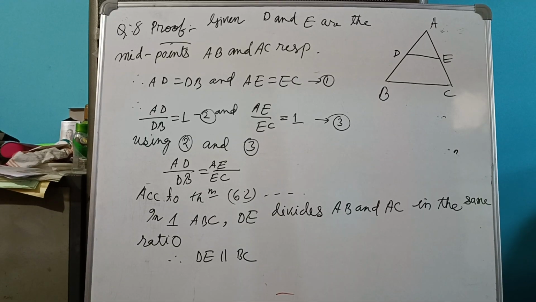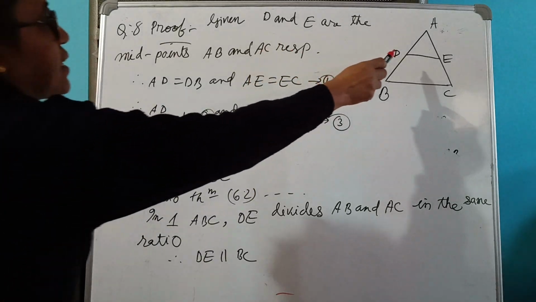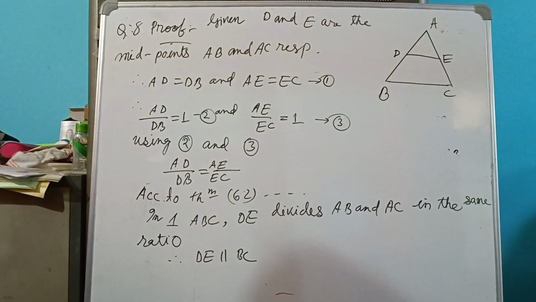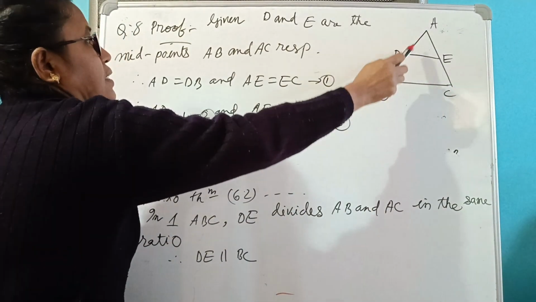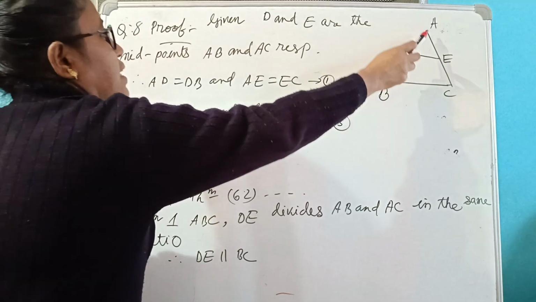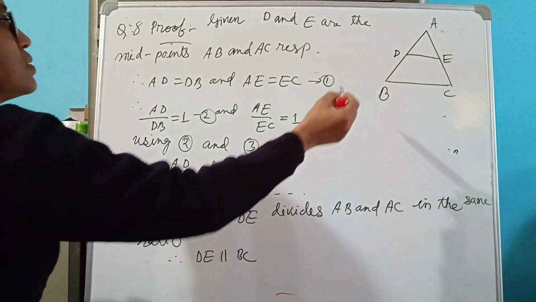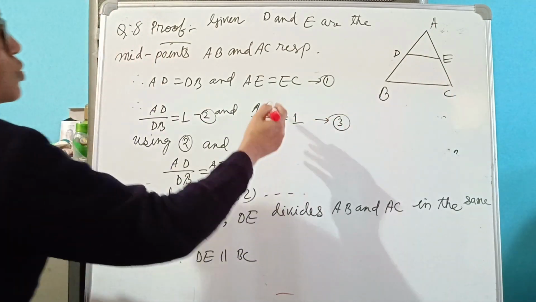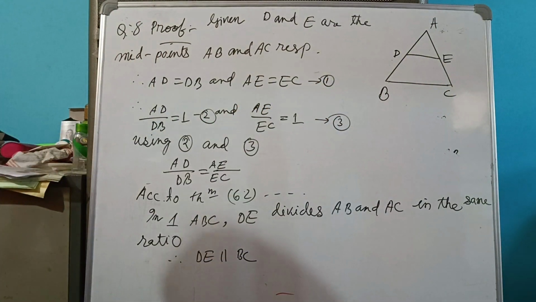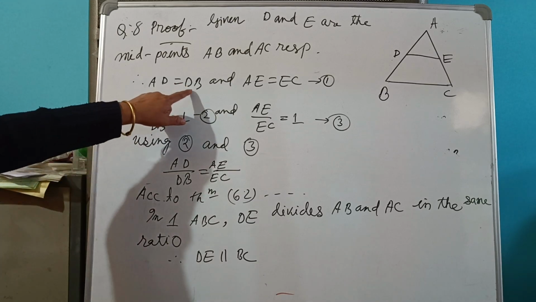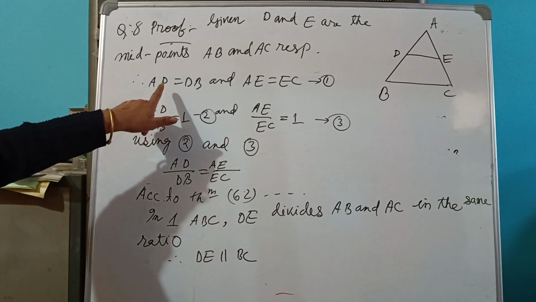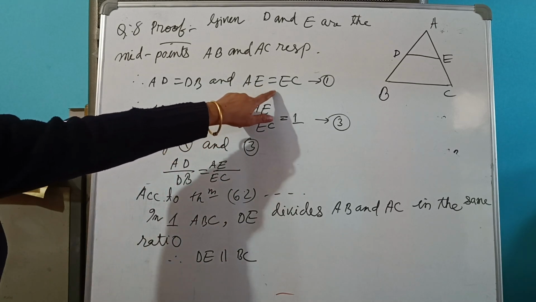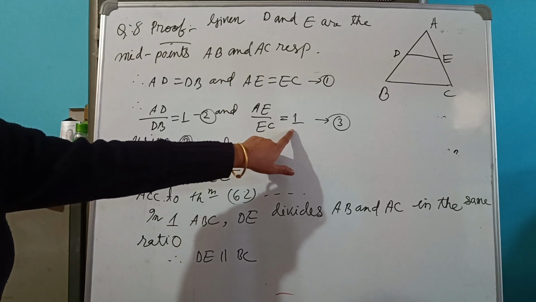See here, given D and E are the midpoints of AB and AC respectively. So, AD is equal to DB and AE is equal to EC. Why? Because D is the midpoint of AB and E is the midpoint of AC. So, this is equation 1. Then when you divide AD by DB, since these are equal, the division must be 1. Similarly, AE by EC is equal to 1.